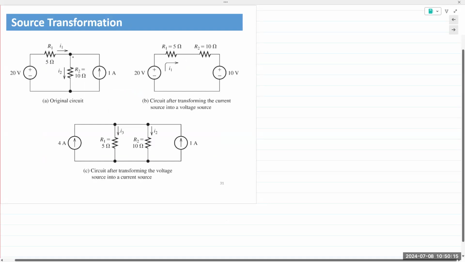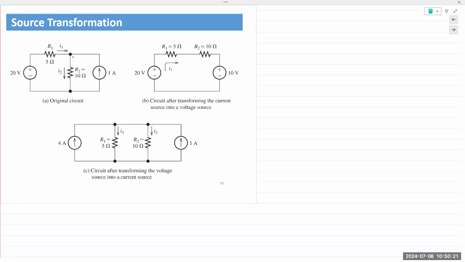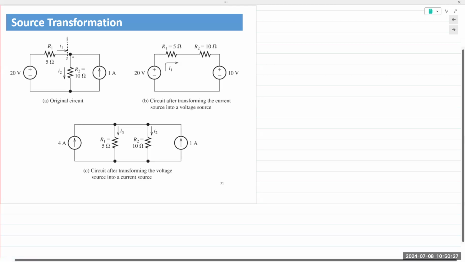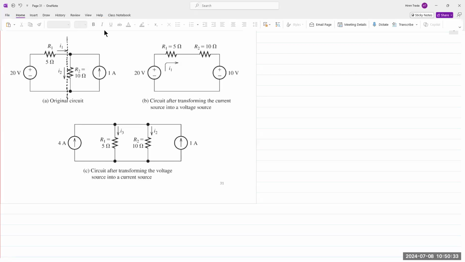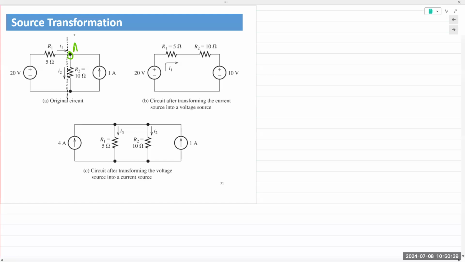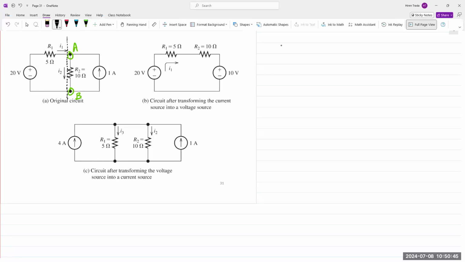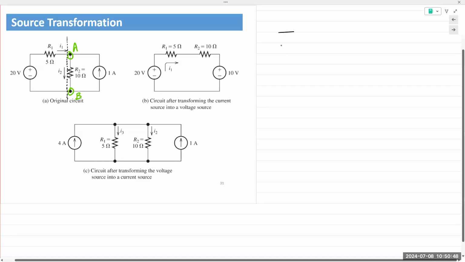So in this example, in figure number A, we have a circuit comprising a voltage source and a current source. What we will do is break up the circuit right here. If you break up the circuit right here and we label these terminals, let's say we label them as A and B, and redraw the circuit, I can detach the voltage source on the left side and I can detach the current source on the right side.